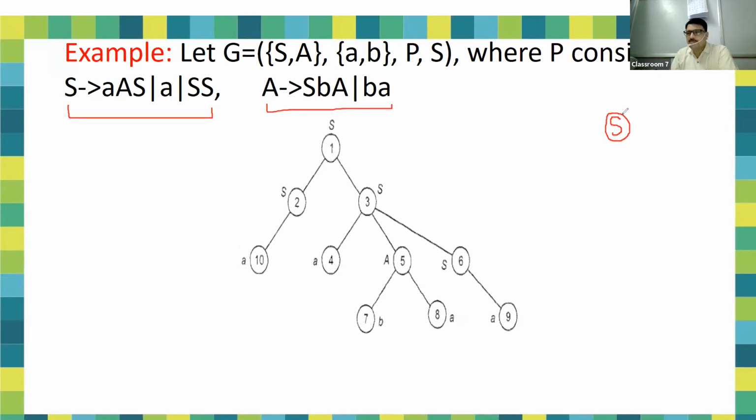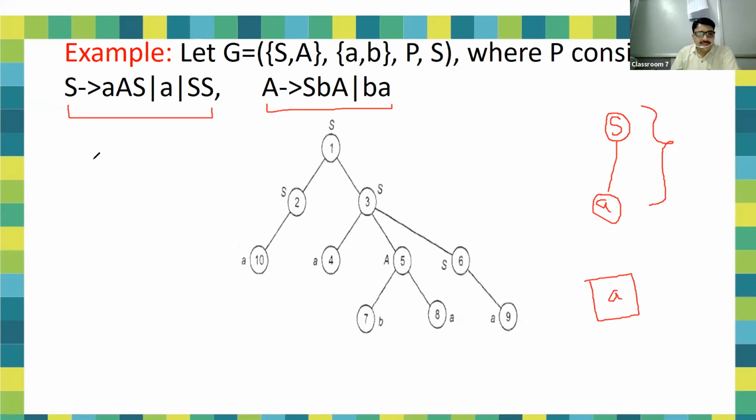Right, S will be the root of the parse tree. Now, there are three options. First, you can decompose this S into A, ASA, or SS. So you can move with any of the productions. If you start with this A only, then because A is a terminal, it is the final derivation tree for this one. In this situation, the string A is derived, because A is a terminal, so it cannot derive further.